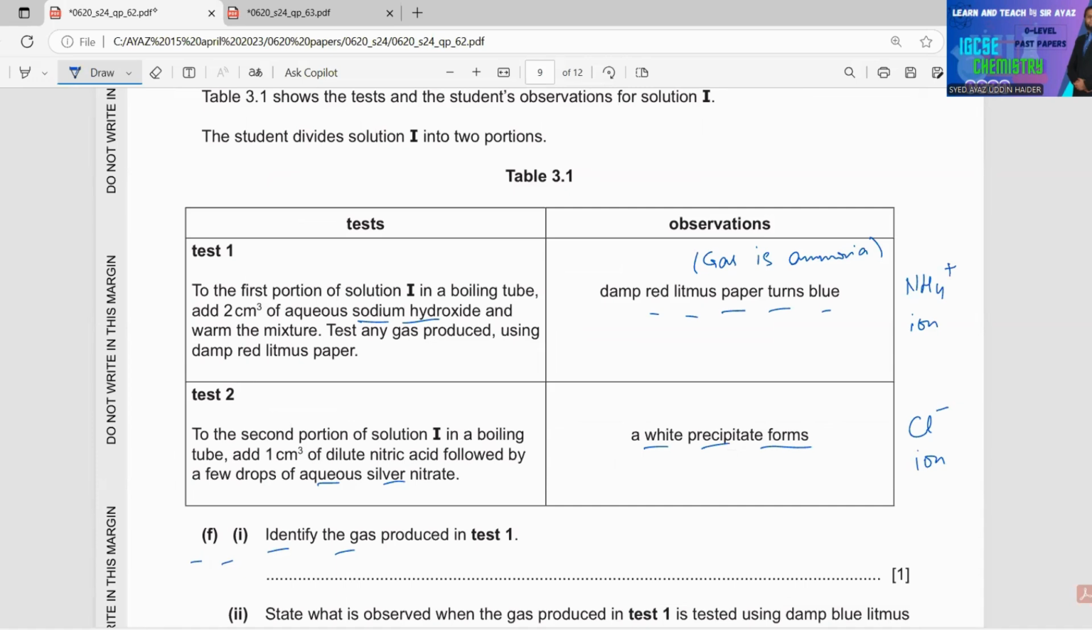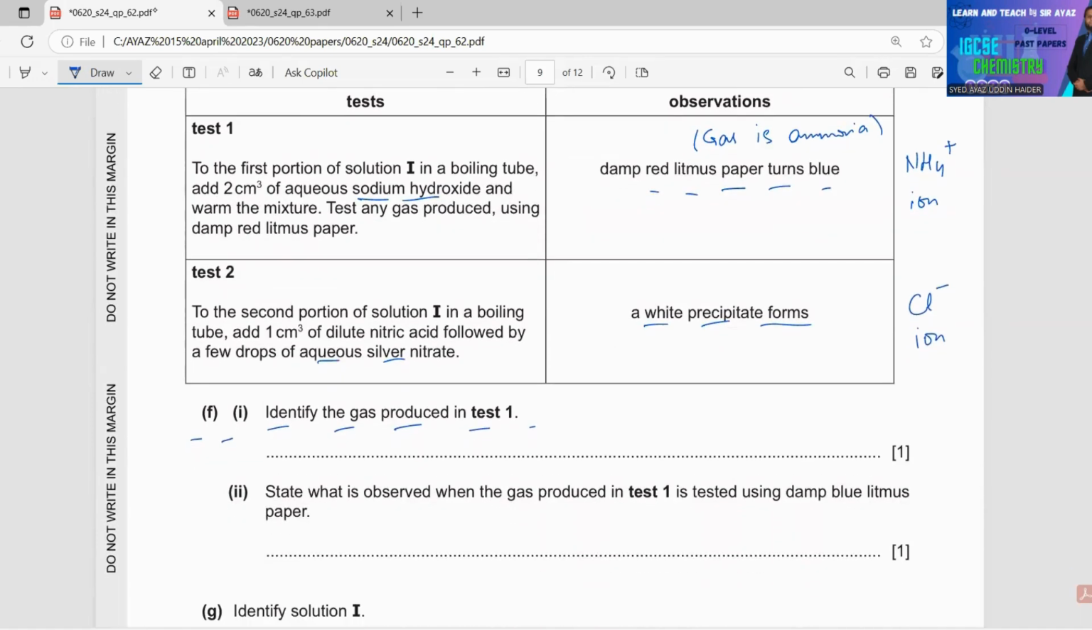F1, identify the gas produced in test 1. It must be ammonia gas. I've already mentioned, so you can either write ammonia or NH3. Number 2, state what is observed when the gas produced in test 1 is tested using damp blue litmus paper. Stays blue or no change. Because it's alkaline, it will only turn red litmus to blue, with no effect on blue litmus paper. So write stays blue or no change.